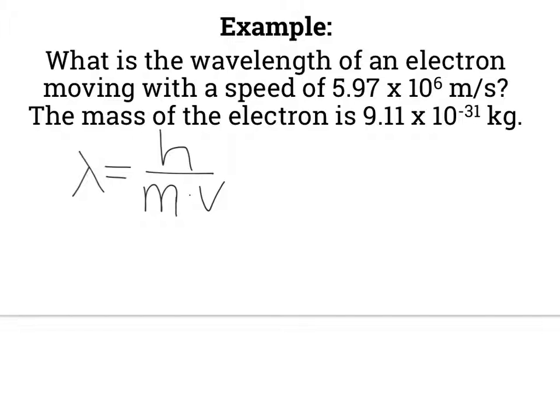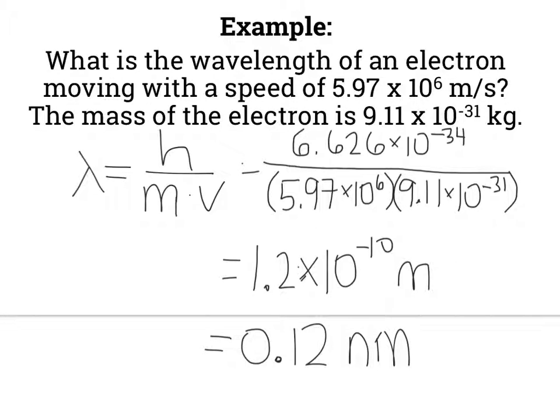Okay, welcome back. Let's plug in numbers and figure out these wavelengths. Plugging those values in, you get about 1.2 times 10 to the negative 10 meters, which is about 0.12 nanometers. If you go back, there's a chart in your book if you'd like. That's basically the wavelength of X-rays. So this electron has a wavelength similar to that of an X-ray. Kind of cool.